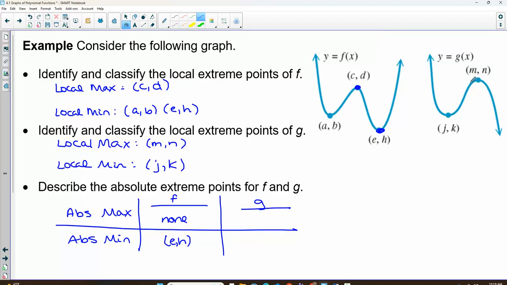Graph G, does that have an absolute max? Mn is here, but does my graph ever go above? It does, because that keeps going up. So do we have a highest? No. Okay, my lowest, this end is going down. So do we have a single lowest point on the graph? No. So we don't have to have maxes and mins. We might, but we might not.